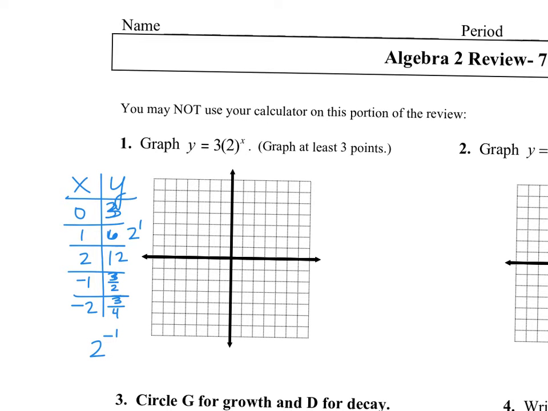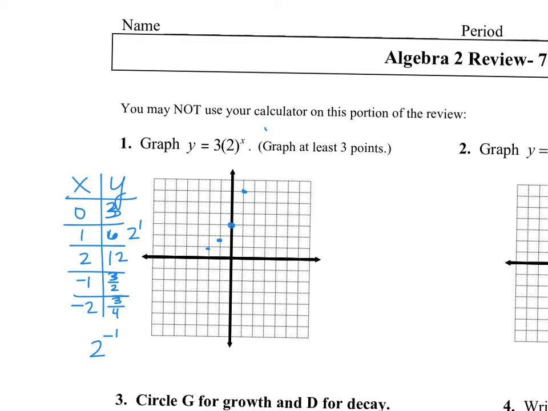Everyone good on that? Okay, so then you plot it. 0, 3, 1, 6, 2, 12 is going to be way up here somewhere. -1, 3/2, which is 1.5. And then -2, 3/4 is going to be here.